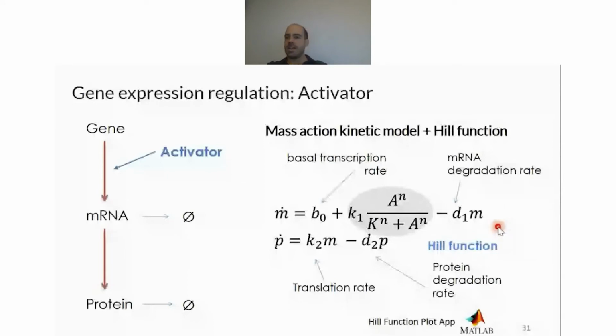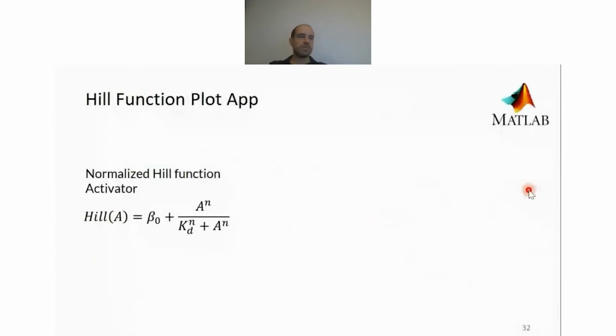I see what is K again? Which K? There are many Ks here. Itmar is asking. K to the N. This one I will explain in the next slide. This one is the dissociation rate of the activator. We will see that in a moment. So exactly, to explain that, let me show you a small app.